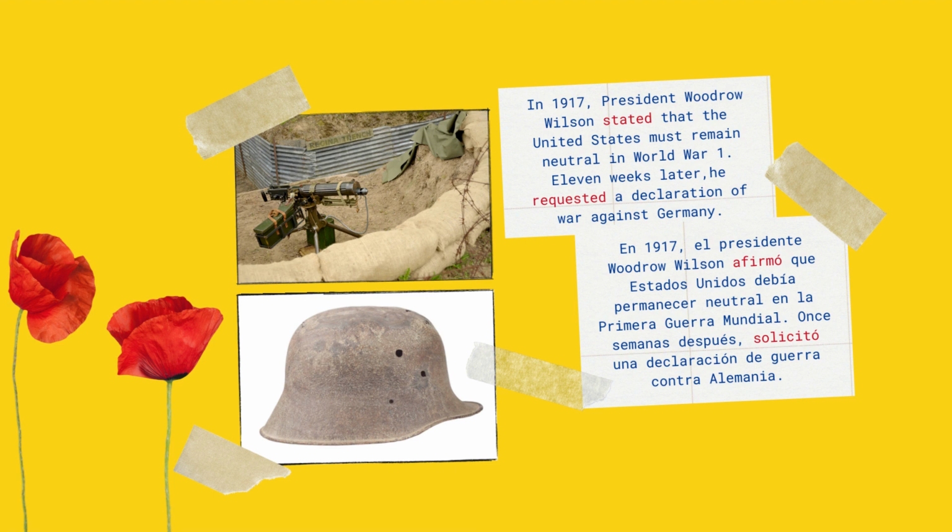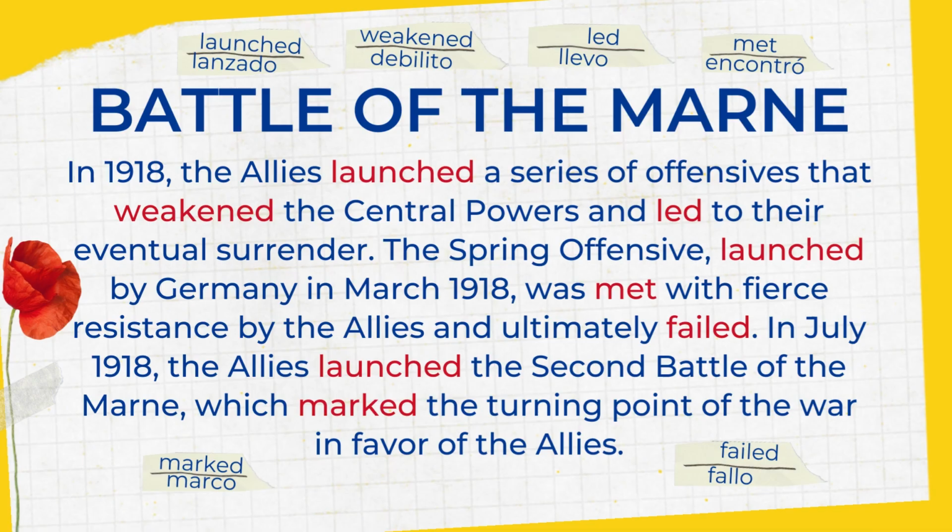In 1917, President Woodrow Wilson announced that the United States must remain neutral in World War I. 11 weeks later, he requested a declaration of war against Germany.